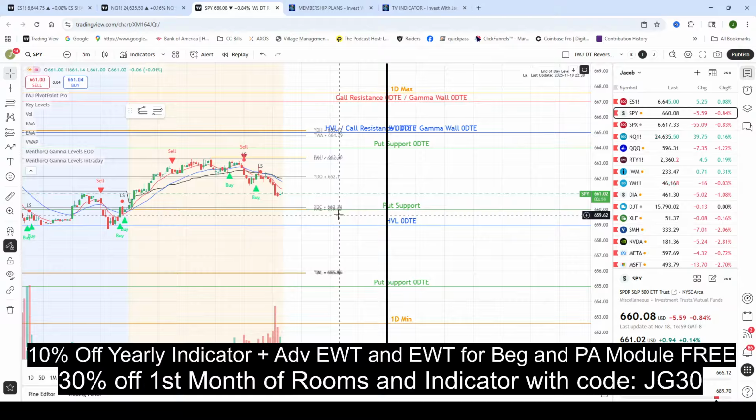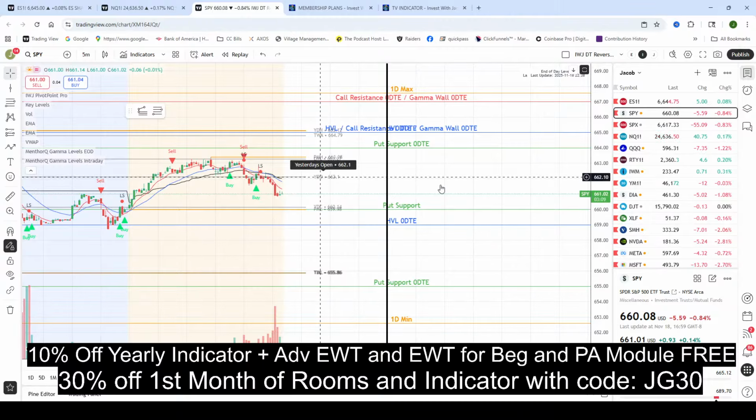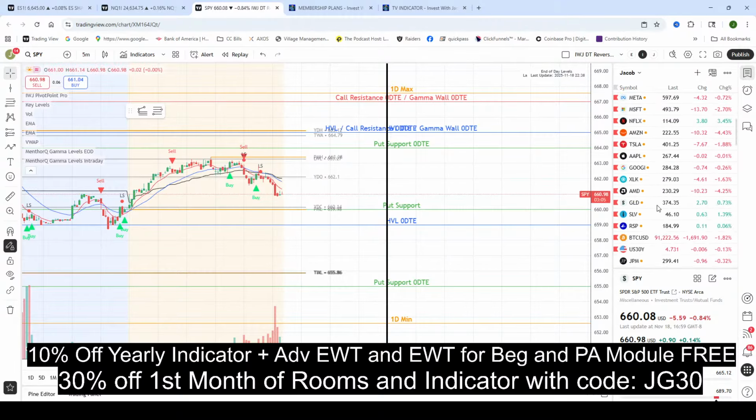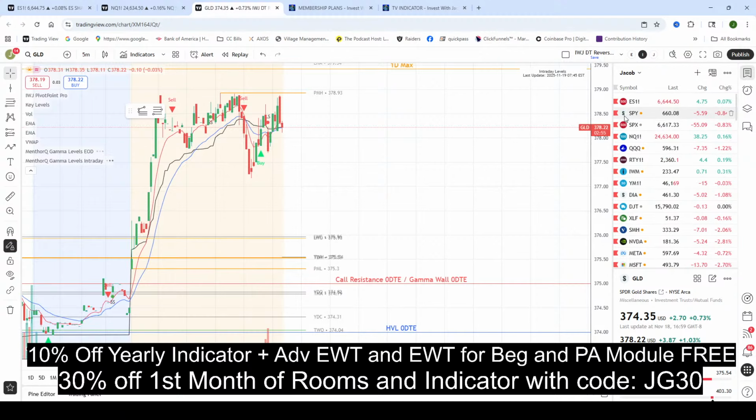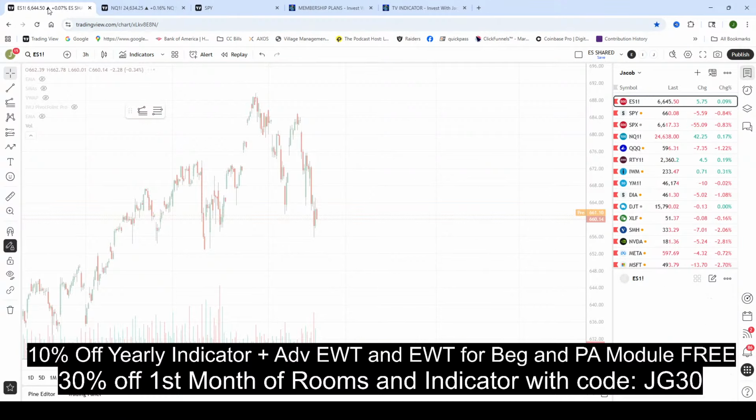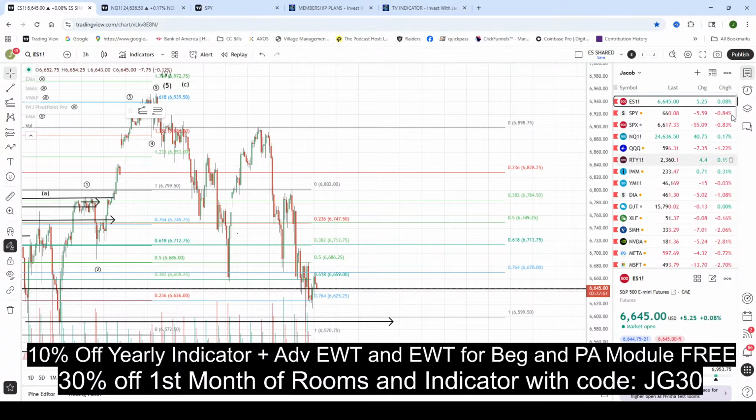Did you go over gold? I didn't. We typically don't go over other stocks on this call, but I've got a few extra minutes, so I will real quick. Let's go to my other chart real quick. Sorry, this is not going to be the chart I want for this. Put this back on the SPY. Let's go to gold.